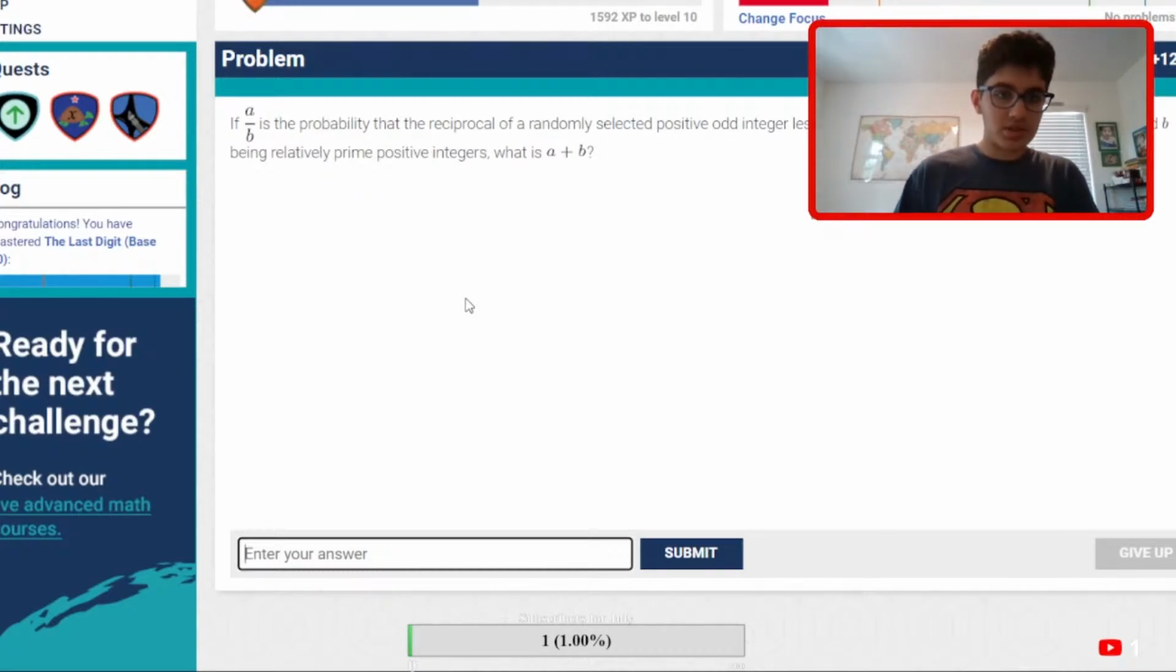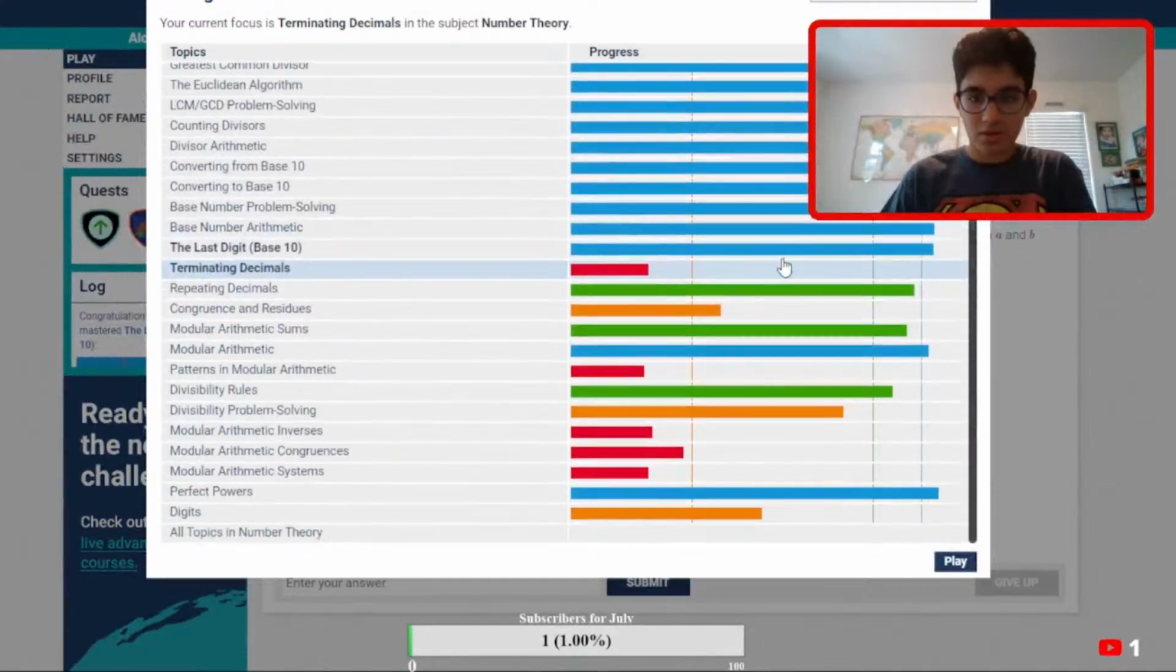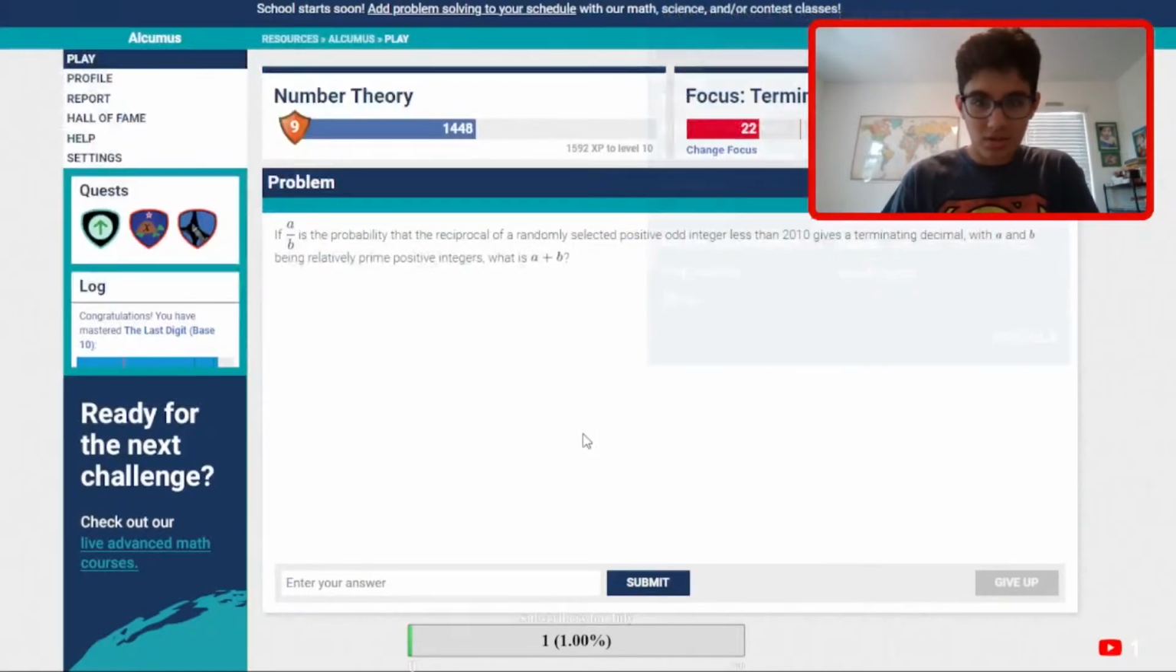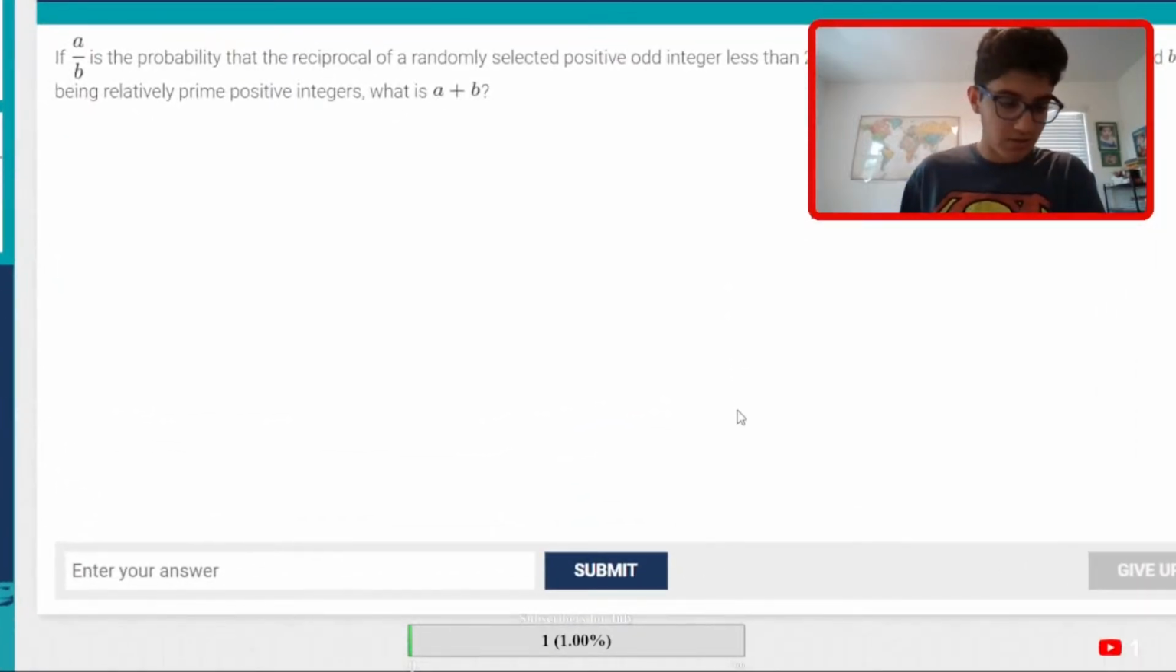I'm not 100% sure, but actually, let's see how far are we now. So we made good progress. Let's do this one. Let's do maybe repeating decimals, congruence, and residues or something like that. But I'll take a break in the middle. I can't do this for this long. And I actually have to go soon. I have a party today.